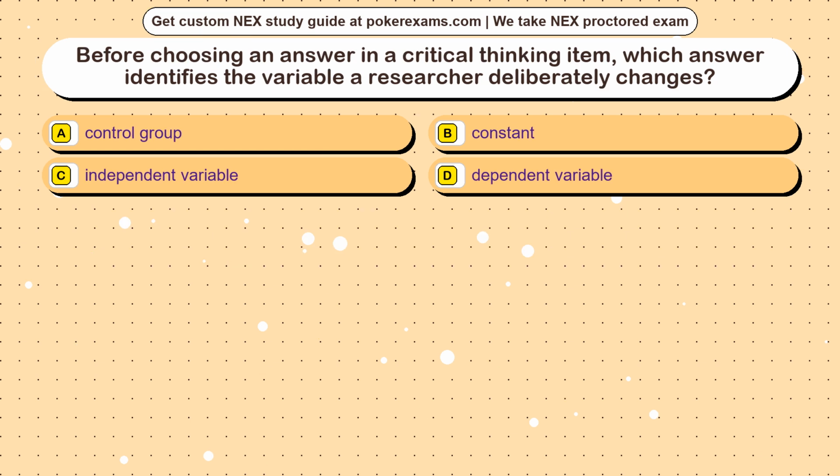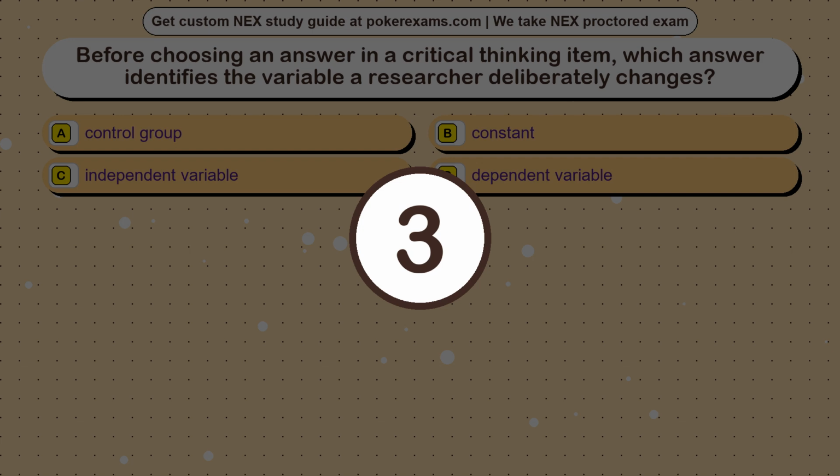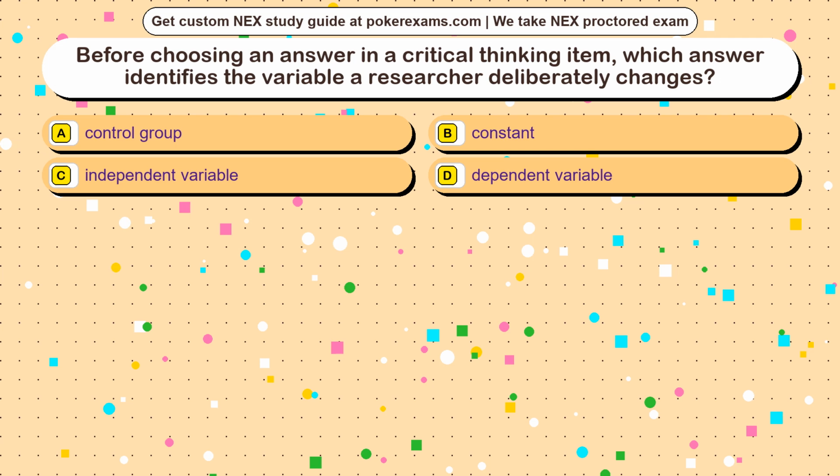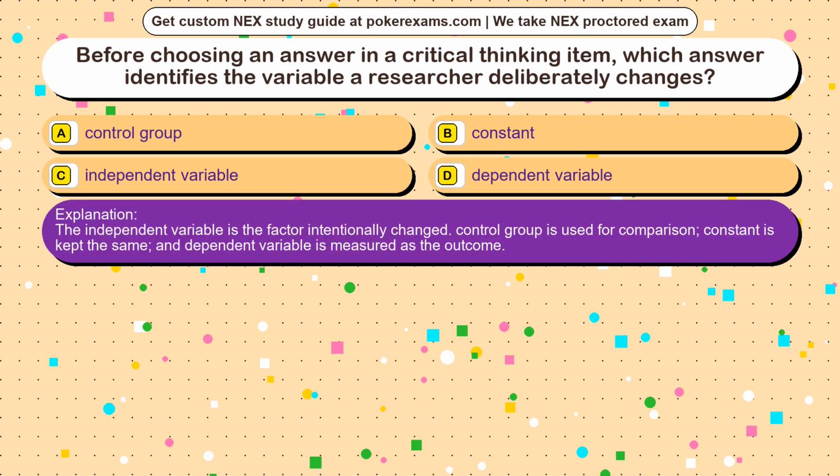Question 9. Before choosing an answer in a critical thinking item, which answer identifies the variable a researcher deliberately changes? Option A, a control group. Option B, constant. Option C, independent variable. Option D, dependent variable. The correct answer is option C. The independent variable is the factor intentionally changed. Control group is used for comparison, constant is kept the same, and dependent variable is measured as the outcome.